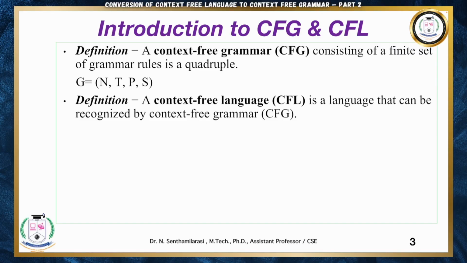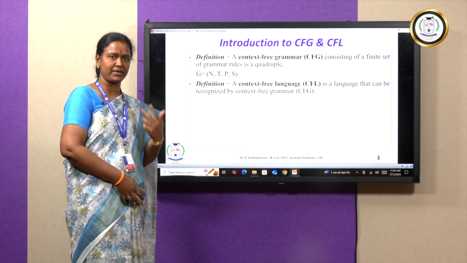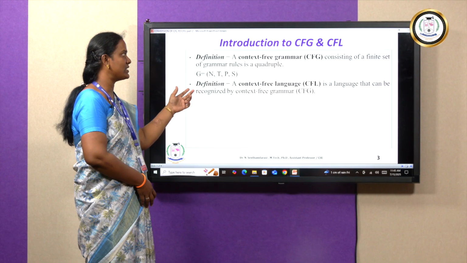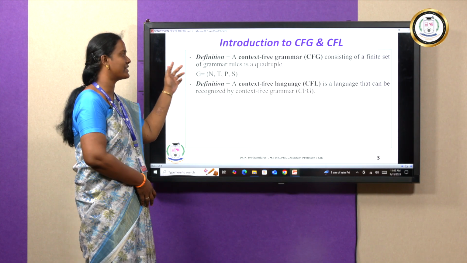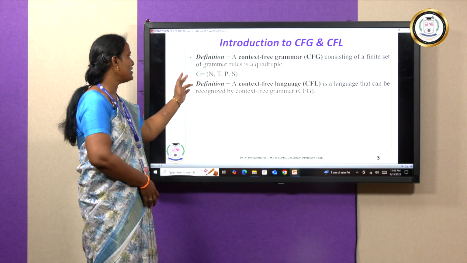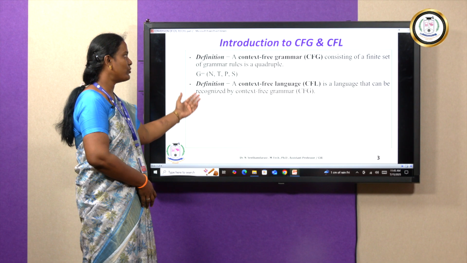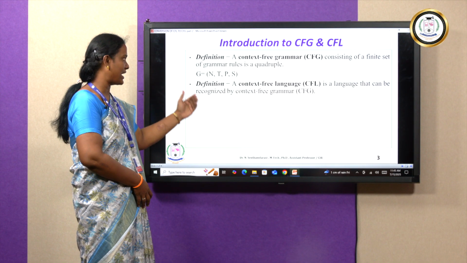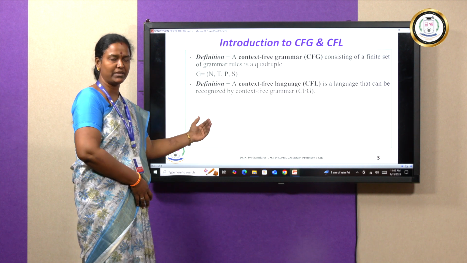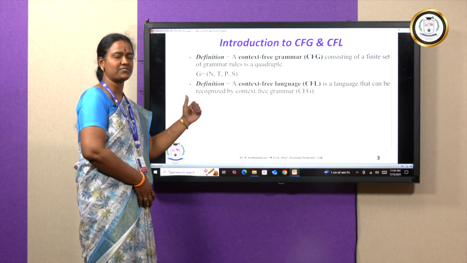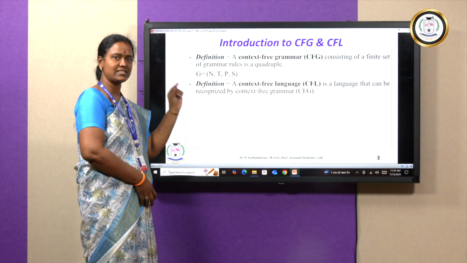So before going to that, we can refresh what is meant by context-free grammar and what is meant by context-free language. As I said in my previous video, context-free grammar is a finite set of grammar rules in a quadruple, consisting of 4 tuples N, T, P, S. N is a non-terminal, T is a terminal, P is a production rule, and S is a start symbol. Then the context-free language is whatever language our context-free grammar accepts, and we simply call that CFL.